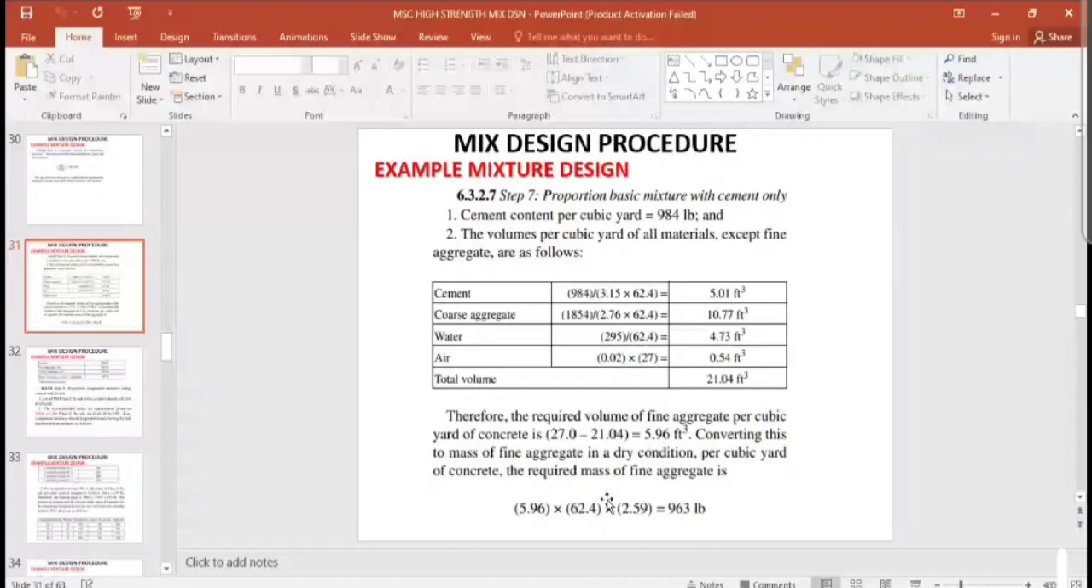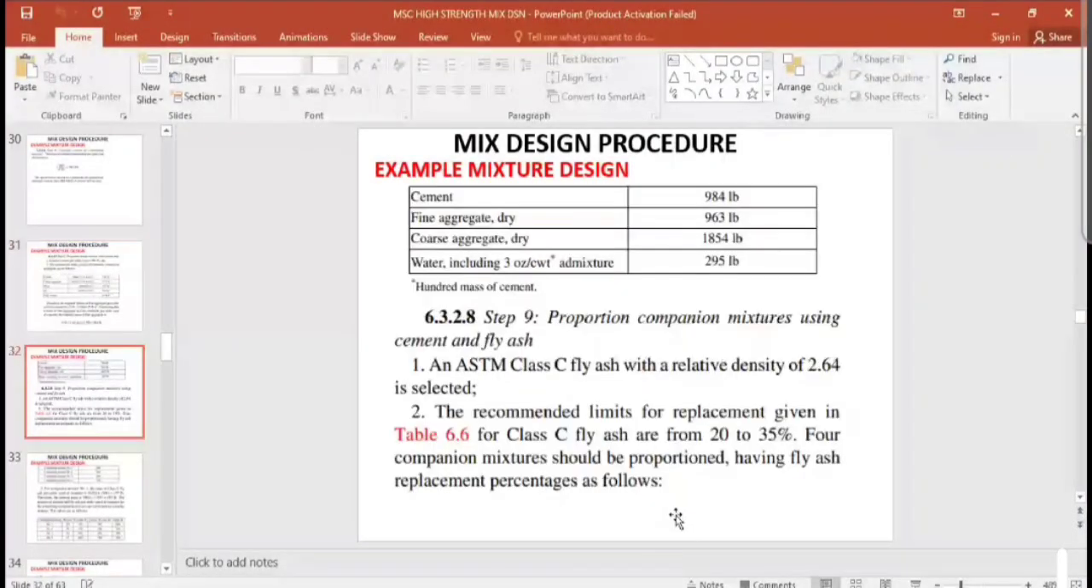After multiplying it with the specific weight, we can find out the weight of fine aggregate. We have calculated all the weights: cement, fine aggregate, coarse aggregate, and water. This is the mixed design we got at the trial. You can say approximate mixed design. Are we clear until now or not? Yes, sir, clear. So we found out the 4 mixed proportions, approximate mixed proportions.